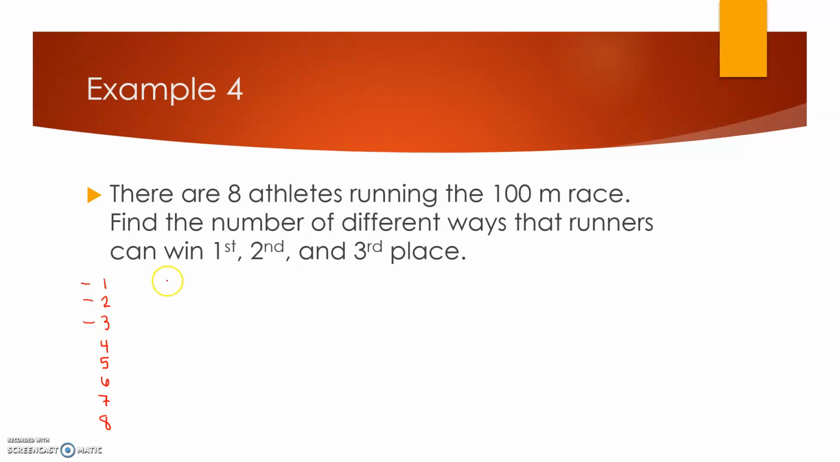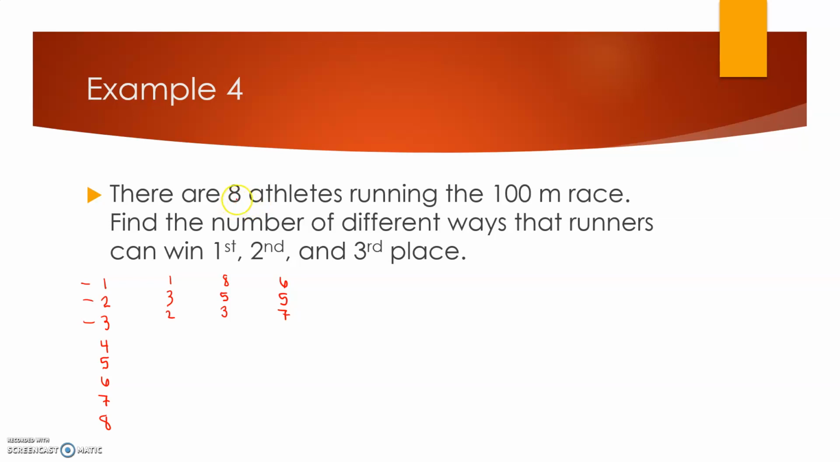You could also have first, third, second. You could have number 8, number 5, and number 3. These are the runner numbers, not the places. You could have runner number 6, runner number 5, runner number 7. I don't know. And there are so many different permutations of this that we're going to use some math.